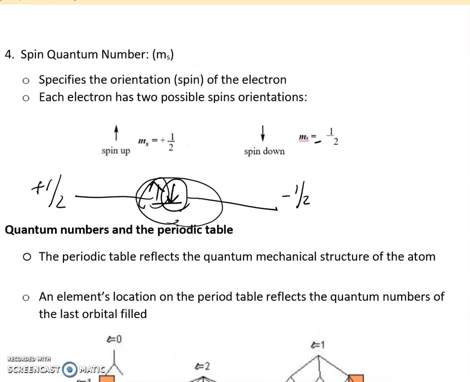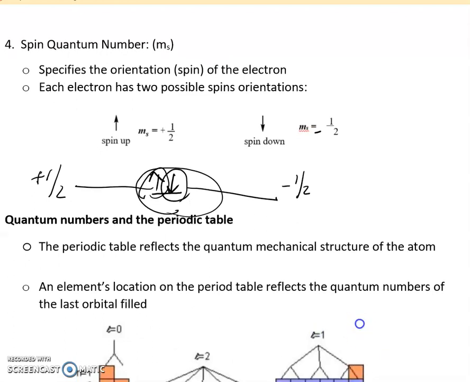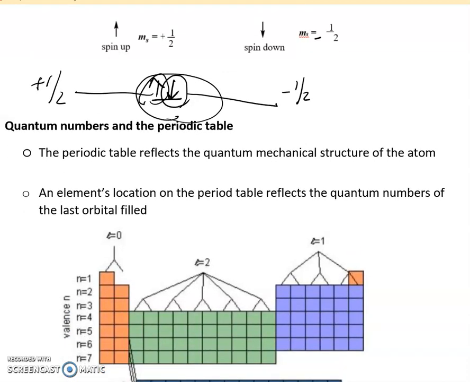Okay, now I want to put all of this together with our quantum numbers, and I like to use the periodic table to do this, just like when I do electron configurations.